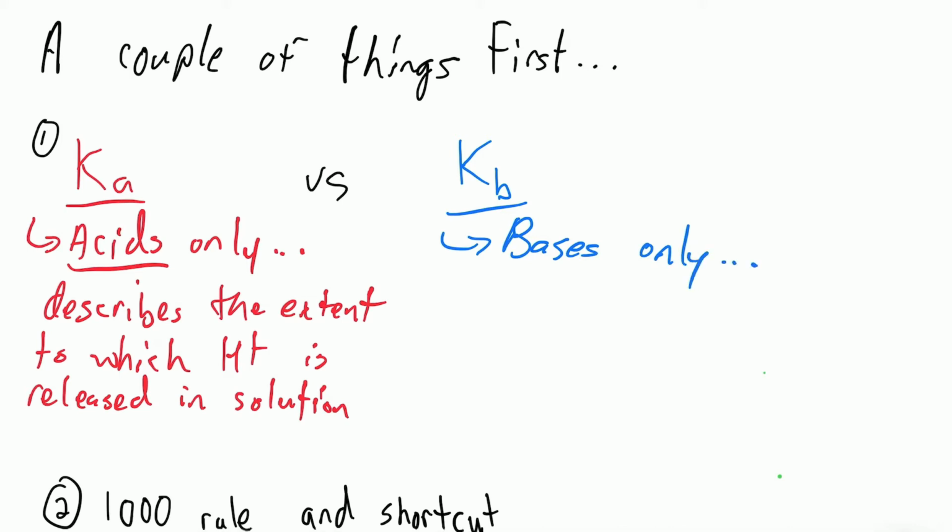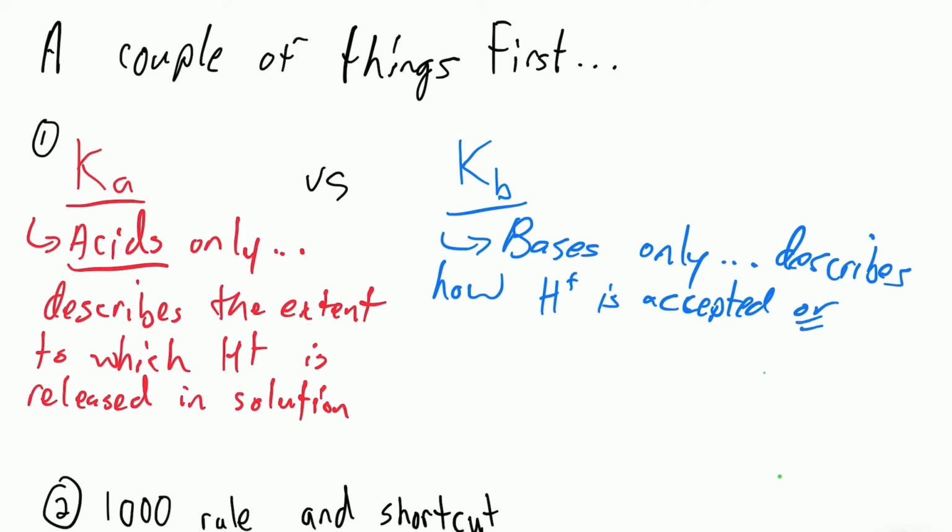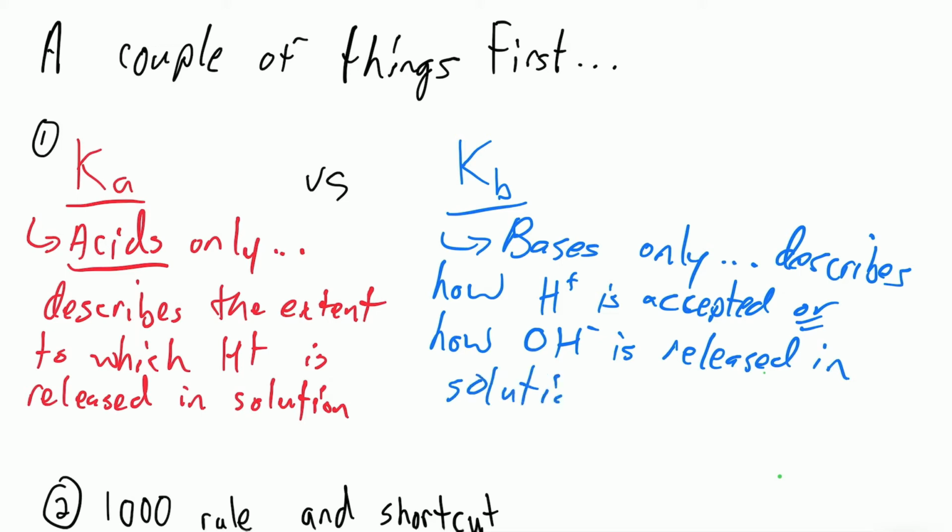And so it describes how readily H plus is accepted, or it could also describe how OH is released in solution. And so a lot of people get confused when it comes to Kb and Ka because they feel like they're completely interchangeable, like you could find a Kb value for an acid and it would be fine. Really, the definitions are not compatible. Ka is the constant for acids only and Kb is for bases only.